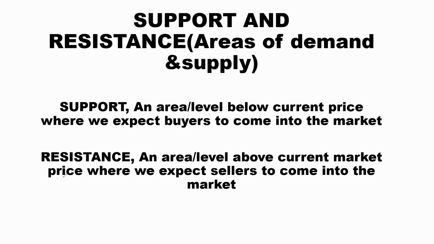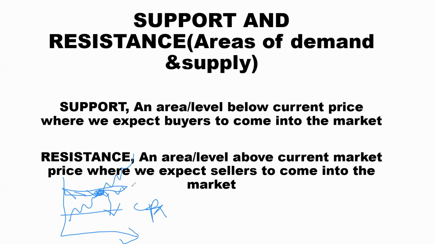Now let me just also illustrate it here. Let's assume this is our current price. I'll abbreviate it as CPX, current price. And we have a level or an area above here. I'll just shade it. We expect when the price is moving up and approaches this level, we expect sellers will push the price down. But we are saying expect because it's not a must, guys. It is not a must because buyers may continue to be strong.